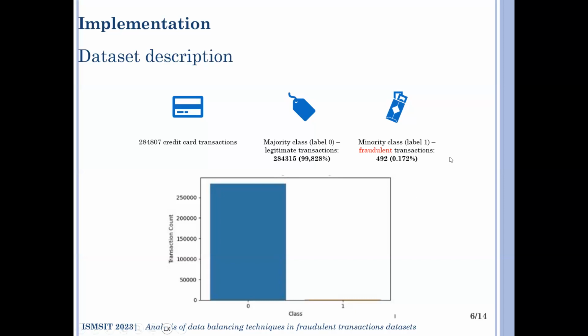A graphical representation of the data set shows, if the numbers weren't convincing enough, just look at how many legitimate transactions there are, and we can barely see a line here which shows the minority class, the fraudulent transactions. So what do we do with such a data set? Clearly, this cannot be used as a training for any model we're trying to develop. So we need to balance these classes.